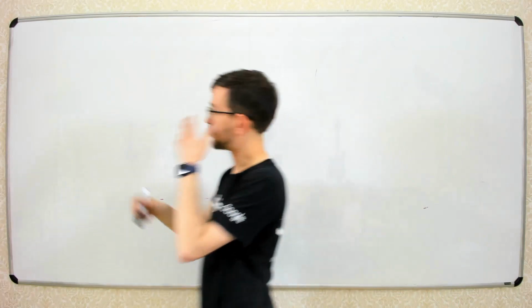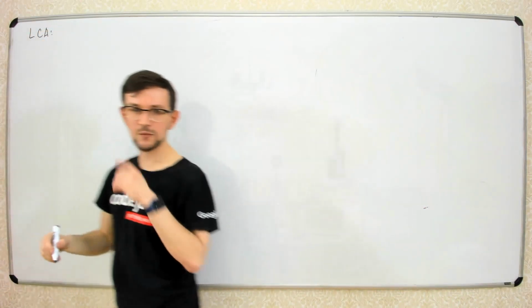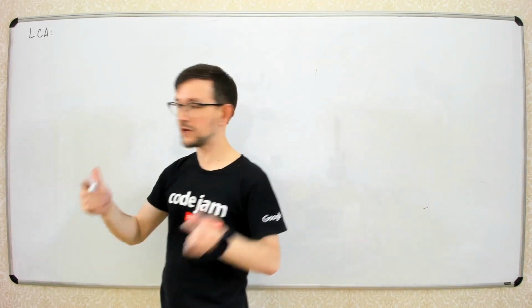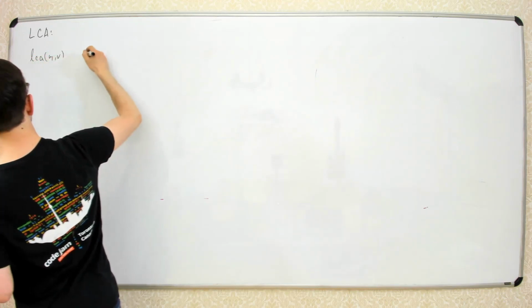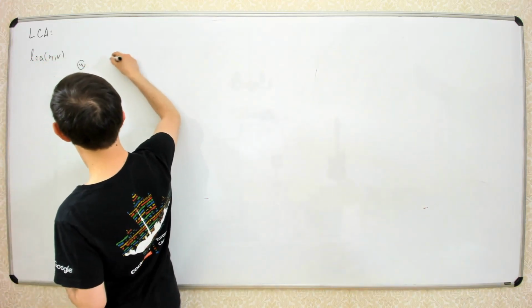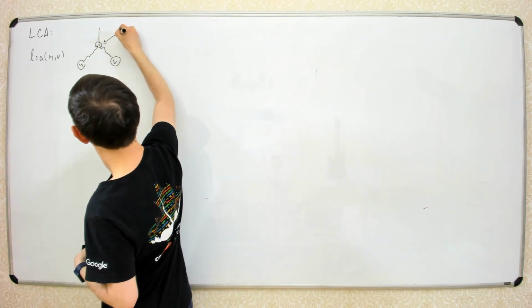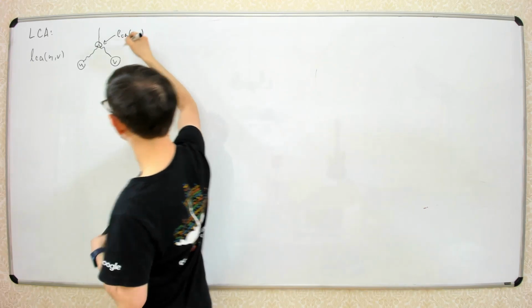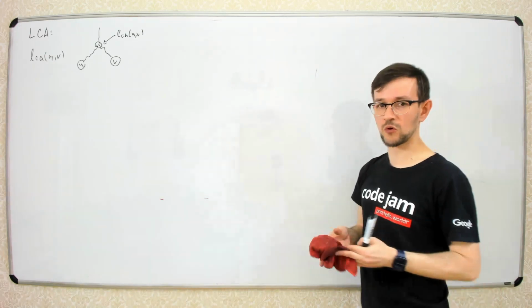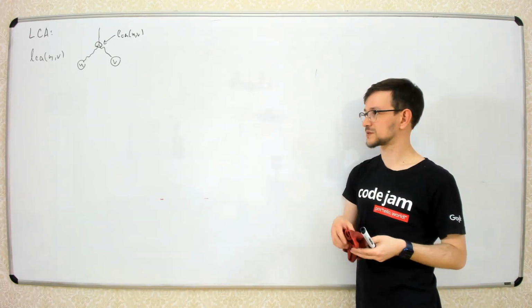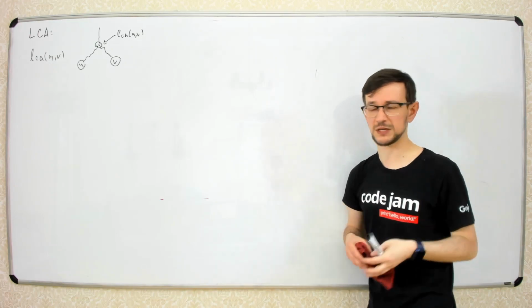So let's go back to the LCA problem. We want to be able to calculate the lowest common ancestor of two given nodes, the LCA of U and V. Simply, you take U, you take V, you take this path, and this node will be the LCA. That's quite an important problem for whole tree algorithms. It's used in many situations where you want to find this LCA.